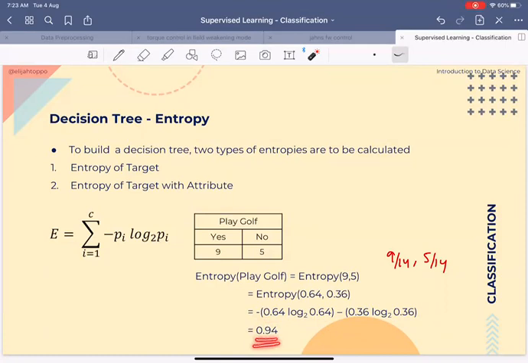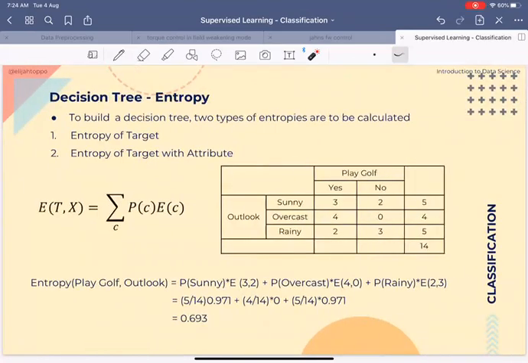So 0.94 is high entropy or low entropy? High entropy, right? Yes, and high entropy basically shows whether the system is homogeneous or not. So here the system is not homogeneous, that is, we have a mixed set. And that entropy says the chaos in the system is around 0.94.